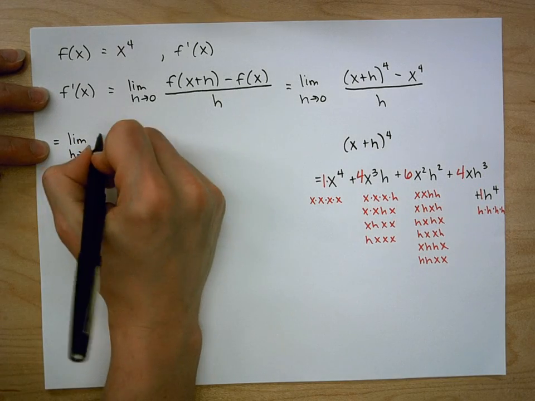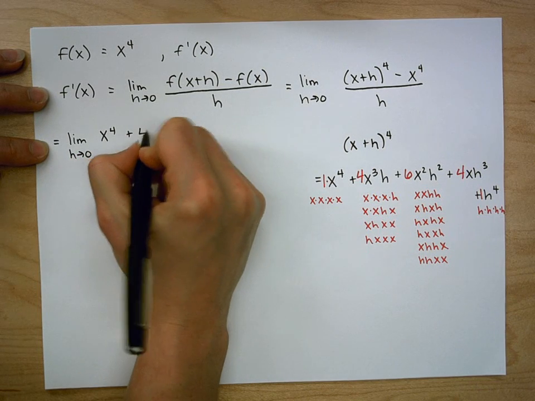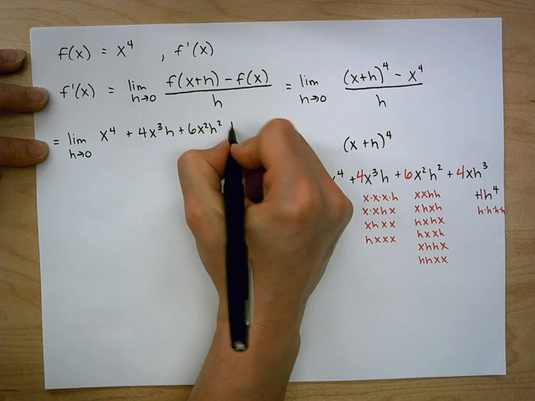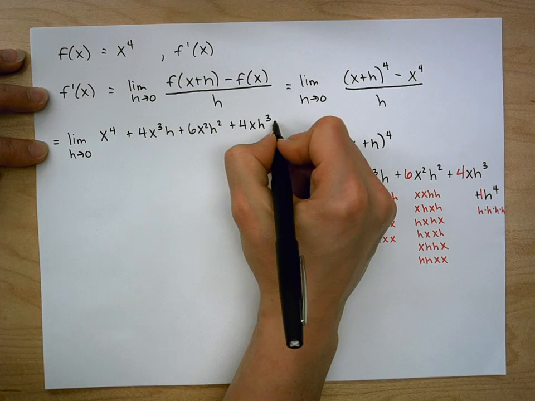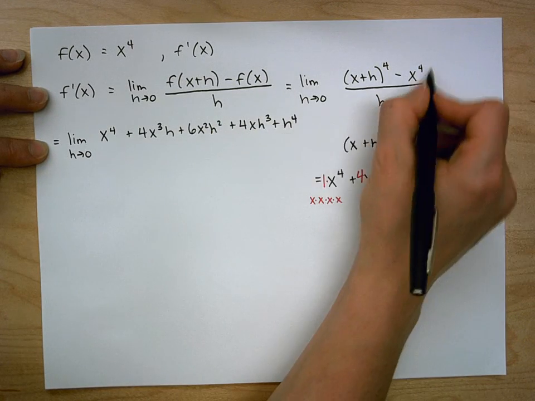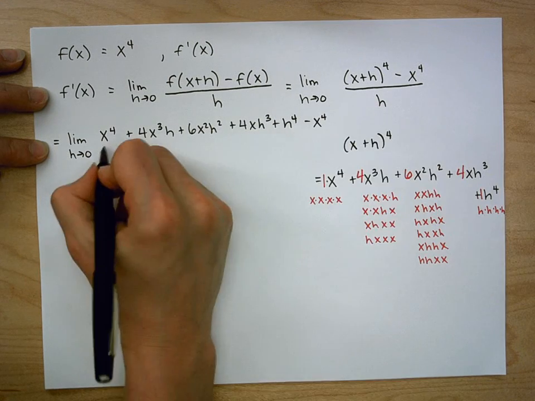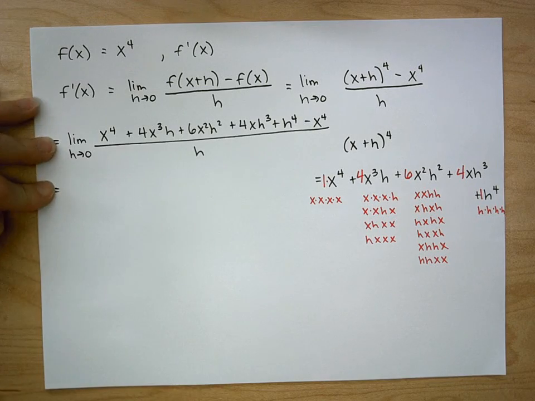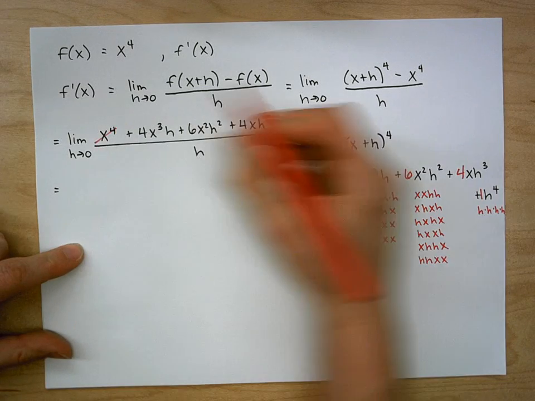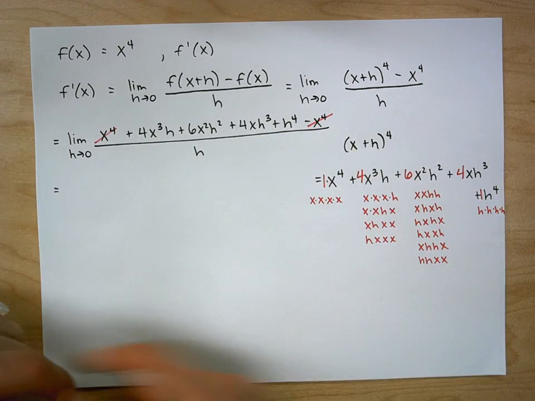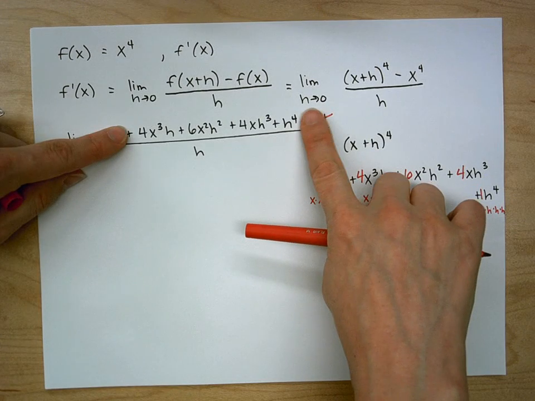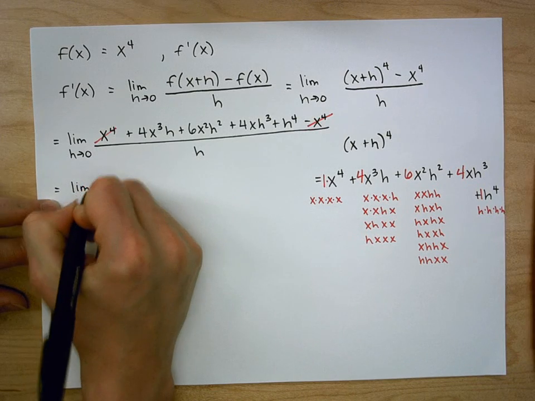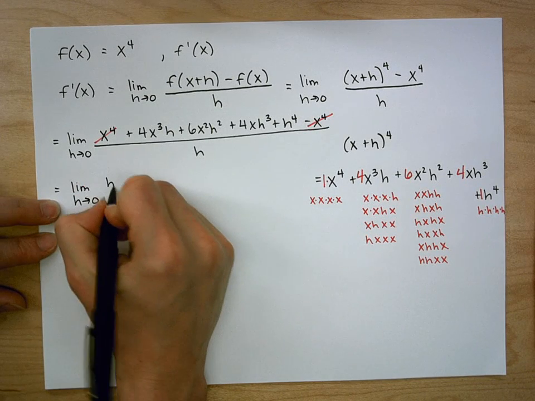So I'd have x to the 4th, 4x cubed h, 6x squared h squared, 4xh cubed, h to the 4th, and then of course my minus x to the 4th, all over h. I know this is getting a little tedious, but we'll start to see some things happening. The x to the 4th cancel. Again, I'm going to skip a teeny bit here. I see there's an h in every term, so let's look at the limit as h goes to 0. Pull an h out.